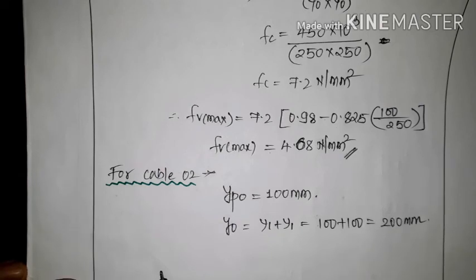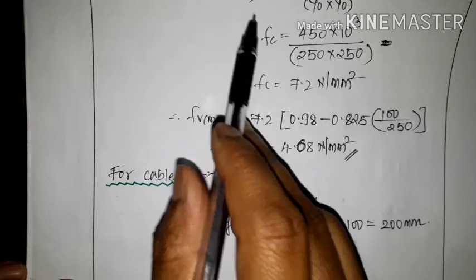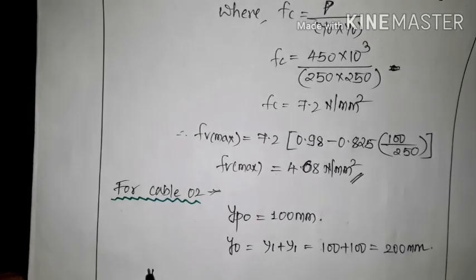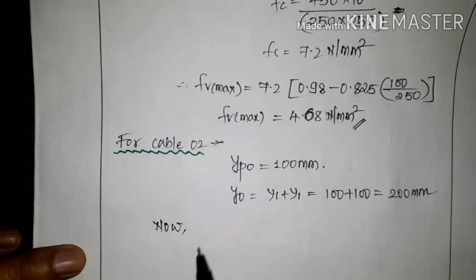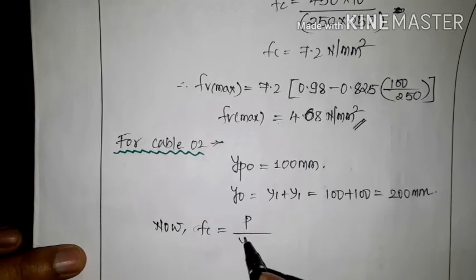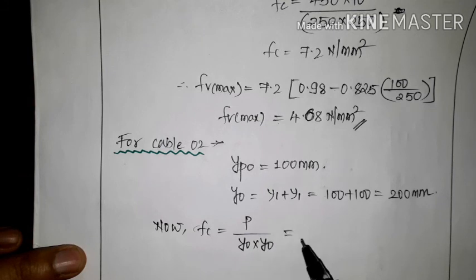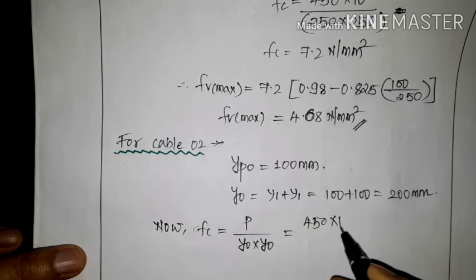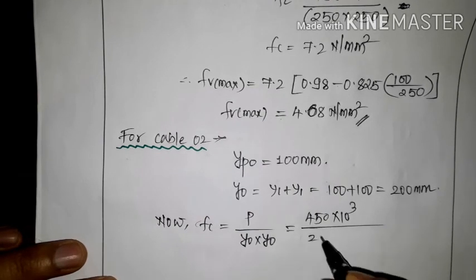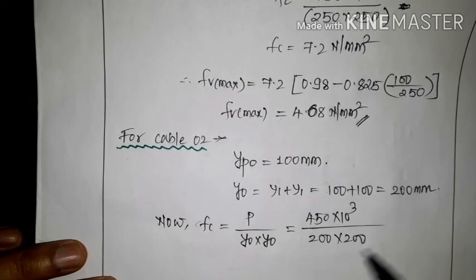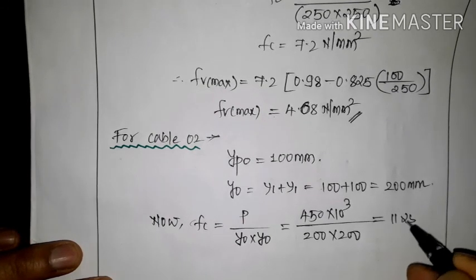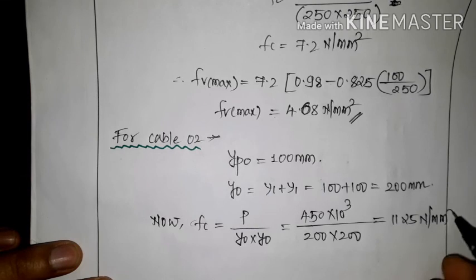So again you have to find out the same Fv max, that is Fc. So we'll calculate Fc first. Now Fc is equal to P divided by 100 into y naught. So P is 450 into 10 raised to 3, into 200 by 200 mm. So we get the value of Fc as 11.25 Newton per mm square.